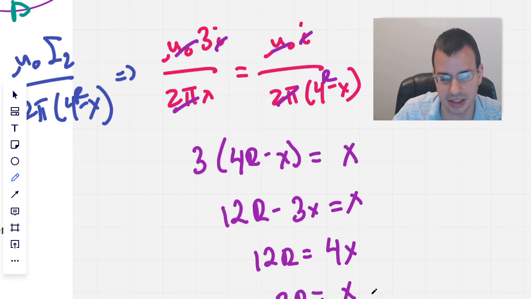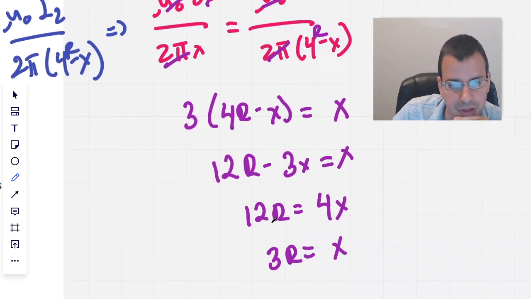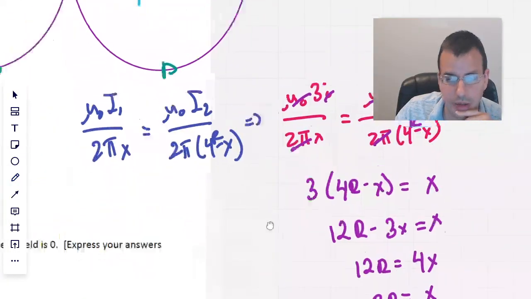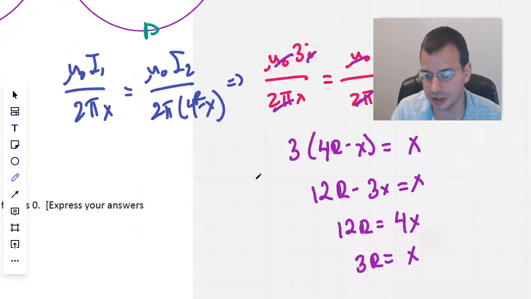That can't be right. That's terrible. Something went terribly wrong here. Oh no, it could be 3r. Yep, because we had a total of 4r there. Yep, I'm good with this.